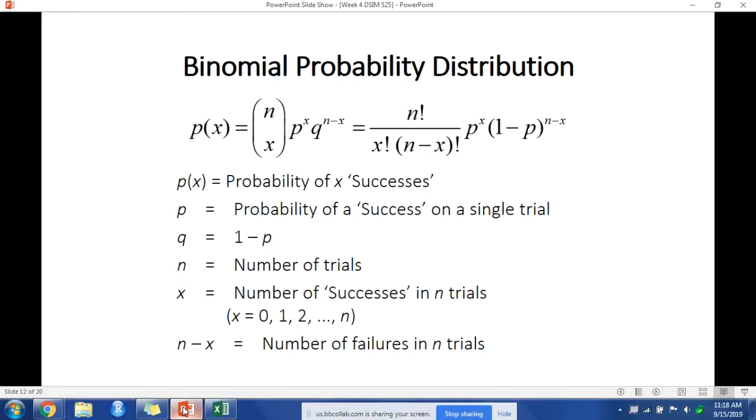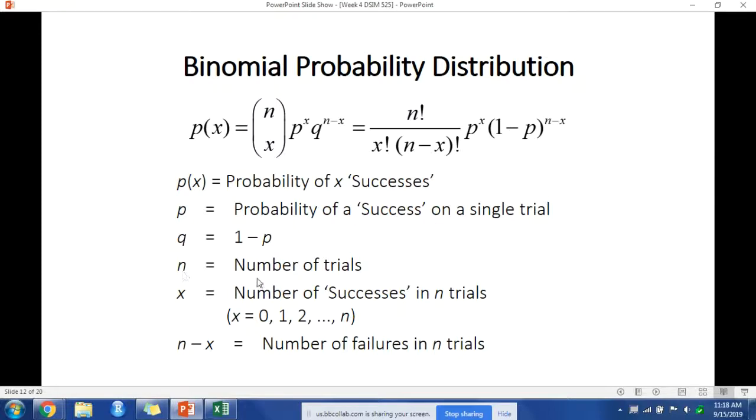So this is the formula I said we would come back to. Basically, we want to find the probability of X. We have P, our probability of success, so in this heads or tails coin example, tails on a single trial. We have Q, which is 1 minus P, so that's the complement to the probability of P here.